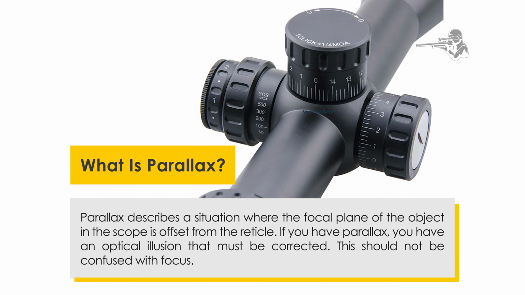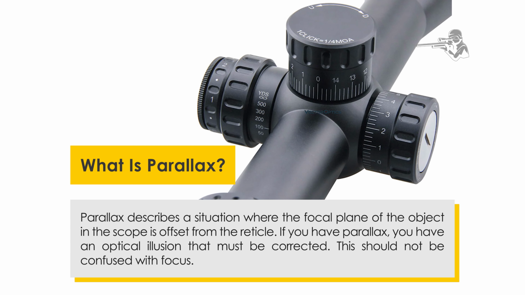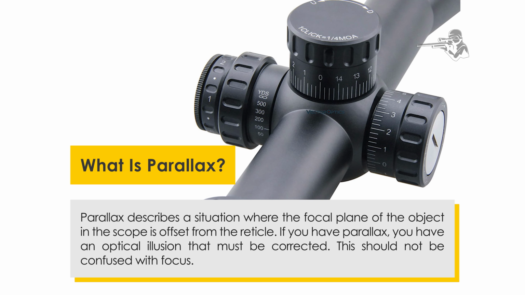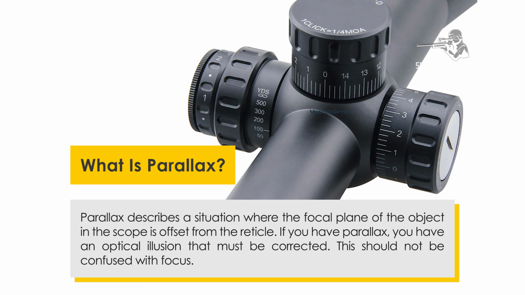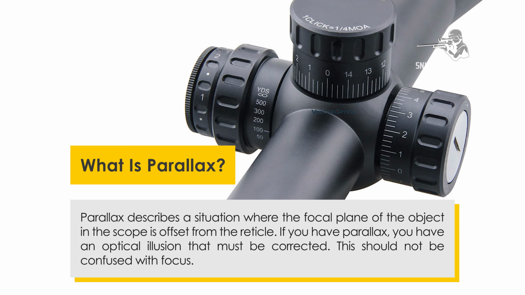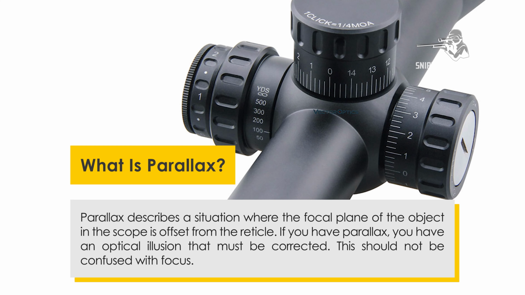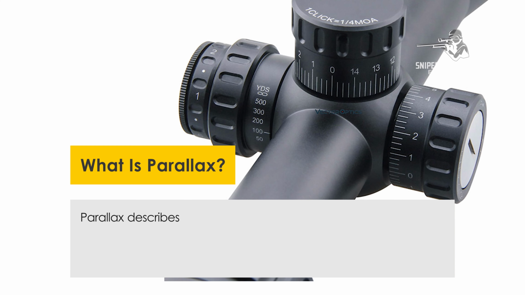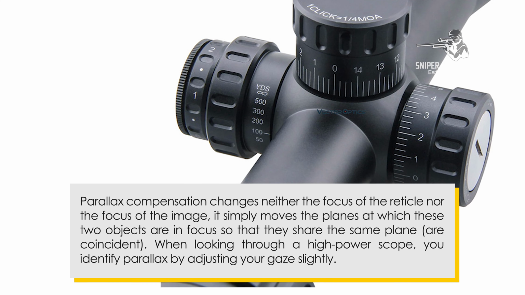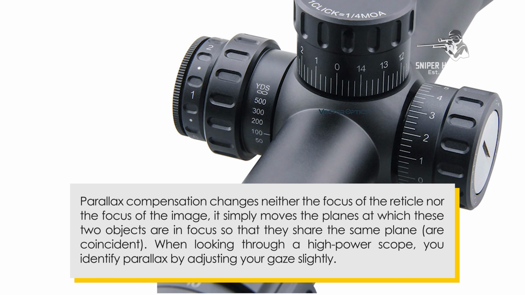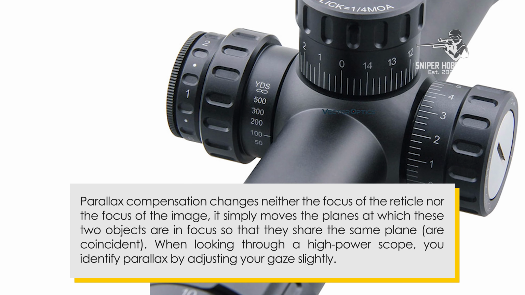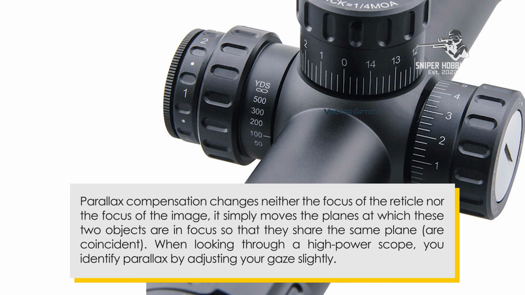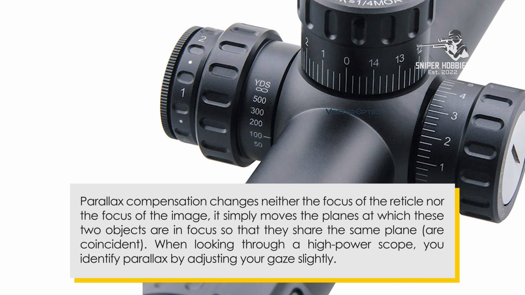What is parallax? Parallax describes a situation where the focal plane of the object in the scope is offset from the reticle. If you have parallax, you have an optical illusion that must be corrected. This should not be confused with focus. Parallax compensation changes neither the focus of the reticle nor the focus of the image, it simply moves the planes at which these two objects are in focus so that they share the same plane, are coincident.